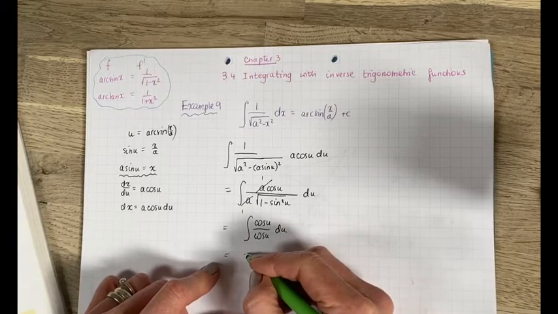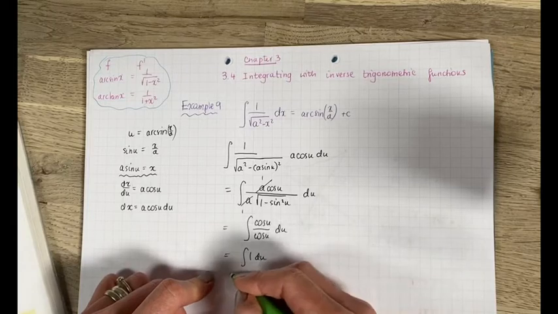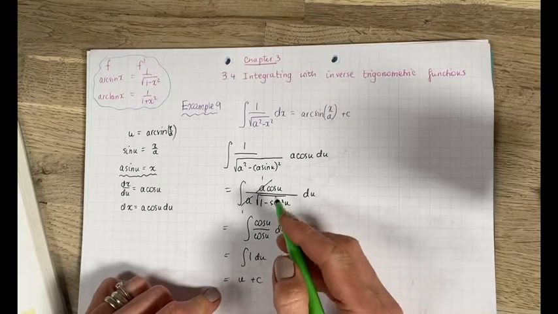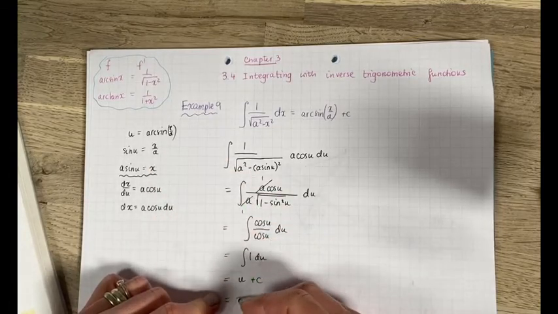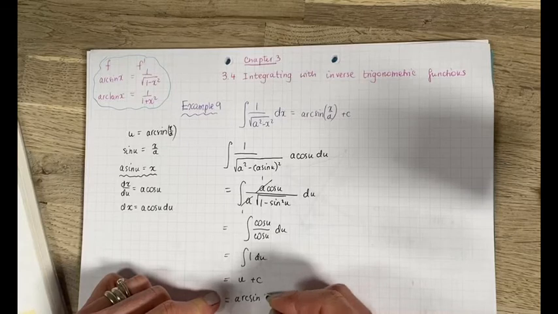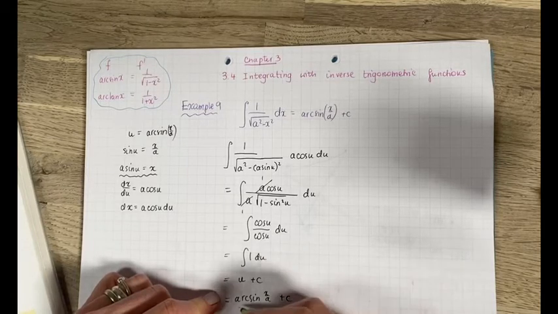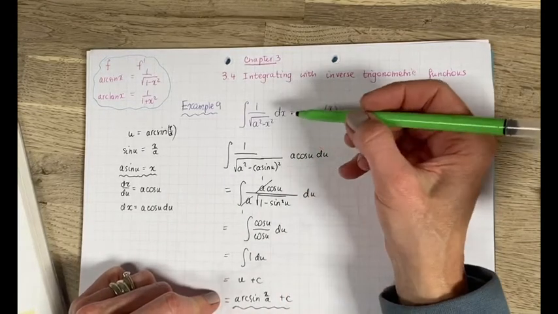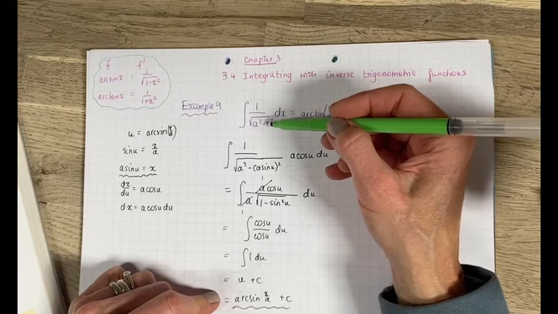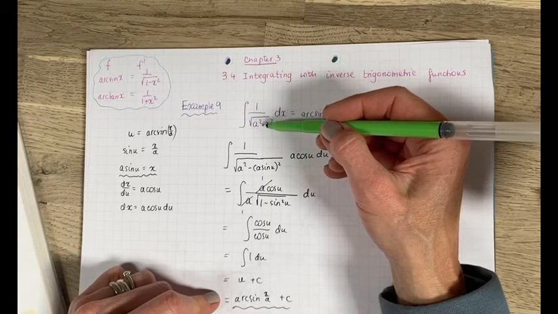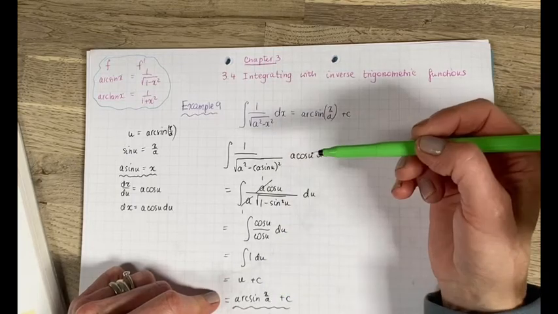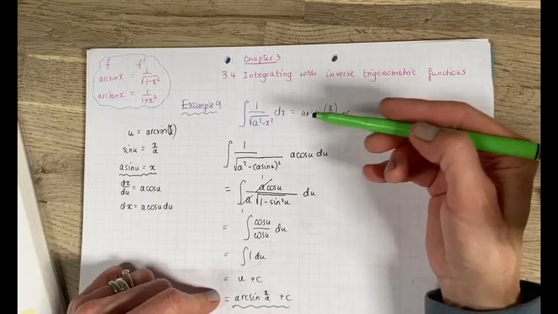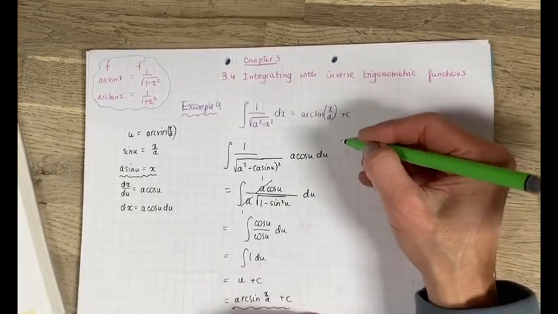So the integral of 1 is going to be u, but u is going to be arcsine x over a plus c. There you go. So this result is actually in the formula booklet. If you see a function of that type, as long as you can work out what a is, you will be able to just state the result pretty much straightforwardly, unless they ask you to derive it in a certain way.